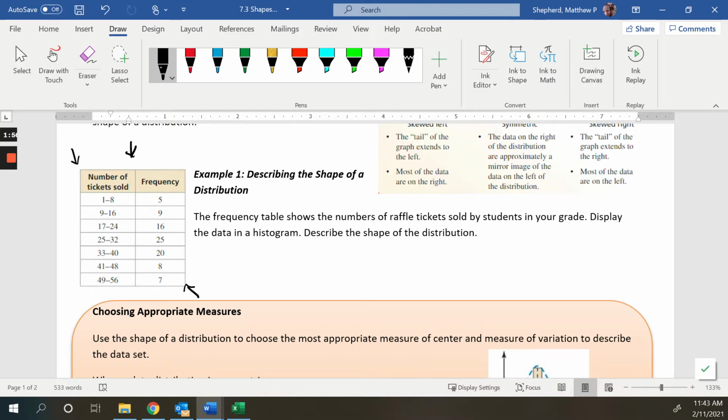It's just a table stating how often each event occurred. So we've got number of tickets sold, and so there were 5 times they sold between 1 and 8. There were 9 times where they sold between 9 and 16, and on and on. Or if these were individual sellers, perhaps there were 5 kids who sold this many tickets, 9 kids who sold this many, and on. But it's something along those lines. This problem is asking us to create or use the frequency table and display it with a histogram. And then we'll identify the shape.